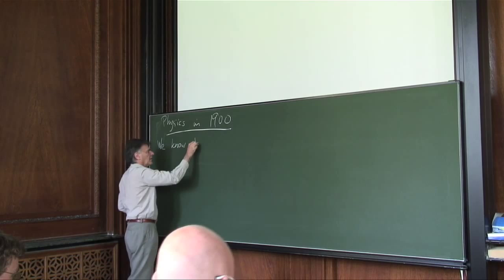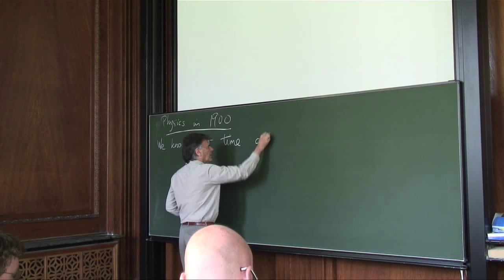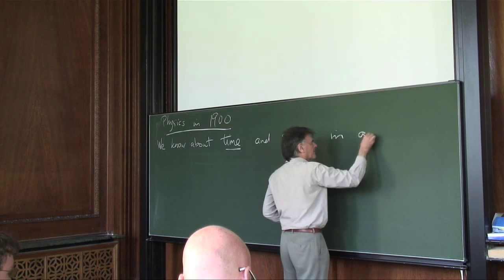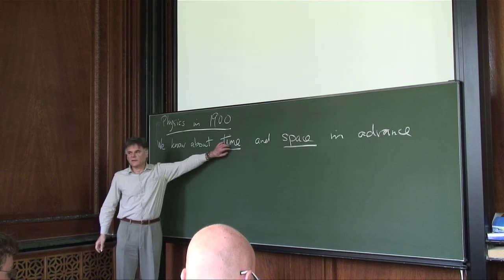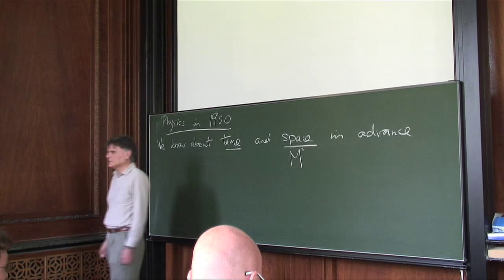About time and space in advance, before we start even talking about physics. So in particular, we can assume that time is some one-dimensional manifold, we think of like the real numbers, and space will be some three-dimensional Riemannian manifold in classical physics.